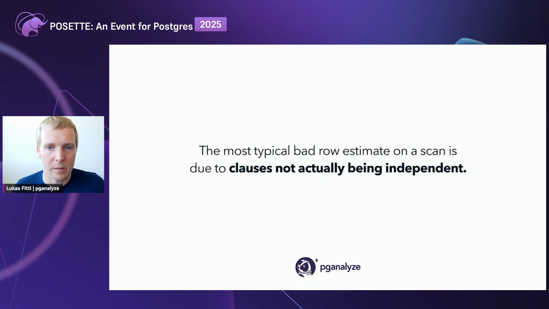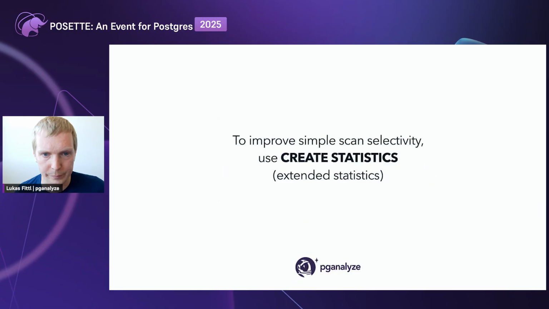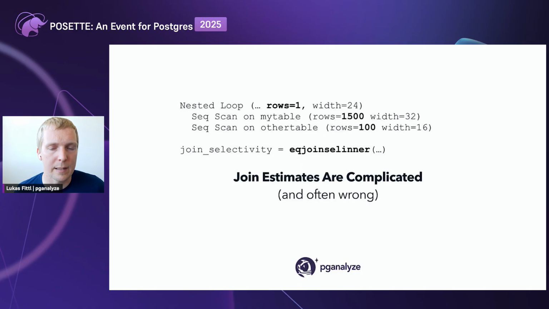The most typical issue why you get bad row estimates is because clauses are not independent. What that means is if I'm saying A is 1, B is 1, C is 1, D is 1, and E is 1, then basically if all the A that are 1 also have B1, or there are no C1s that have D1, so basically if there are dependencies between those different conditions, Postgres does not know that by default. And so because of that, Postgres will think that if you add more conditions, things become more specific, so it will underestimate the rows. Now, we can improve this by using the CREATE STATISTICS command. The CREATE STATISTICS command basically tracks additional information, specifically this dependency between columns, that lets us then improve the situation.